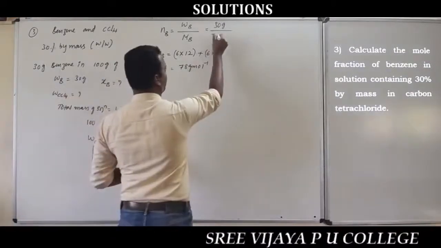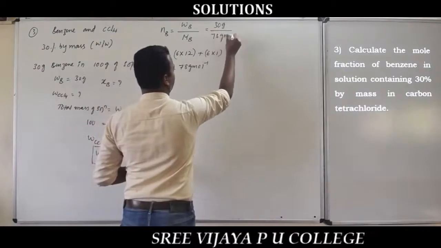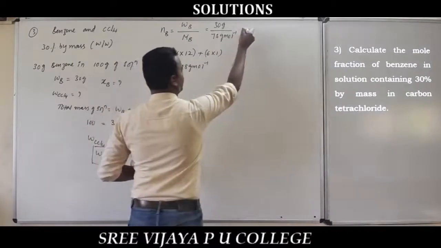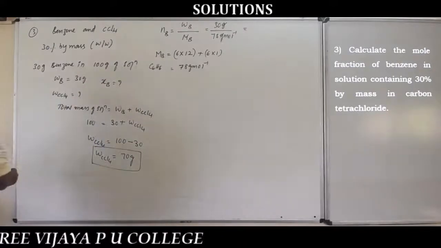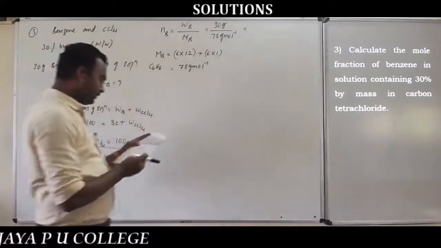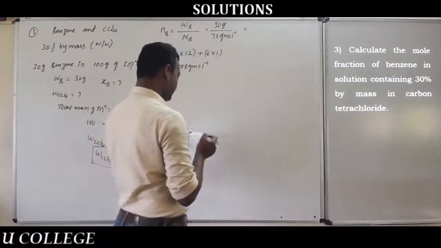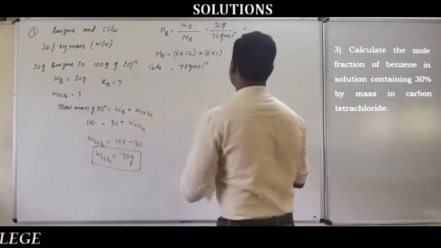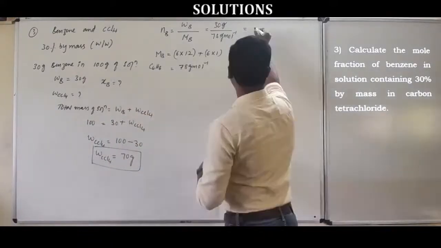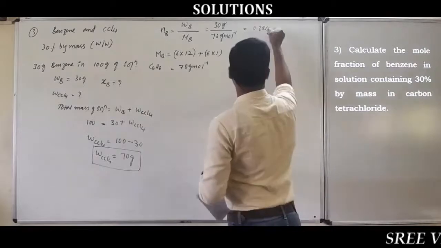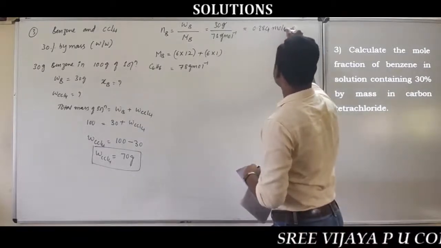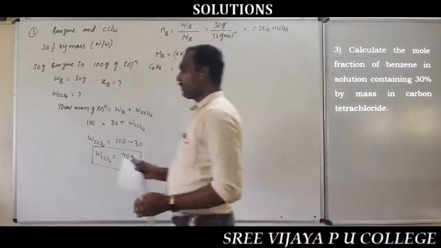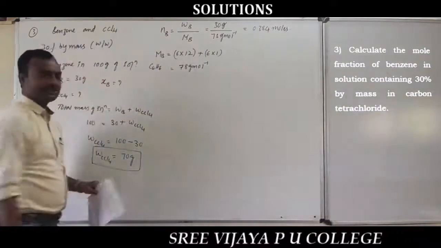Substitute 78 gram per mole here. Gram gets cancelled, and per mole in the denominator goes up, so it becomes mole. So the number of moles of benzene, 30 by 78, is equal to 0.384 moles. That is the number of moles of component B, that is benzene.